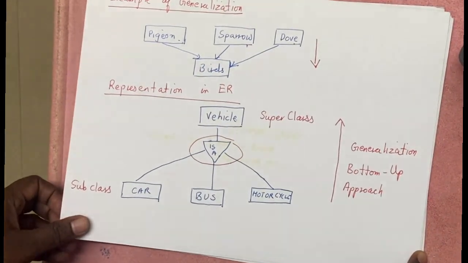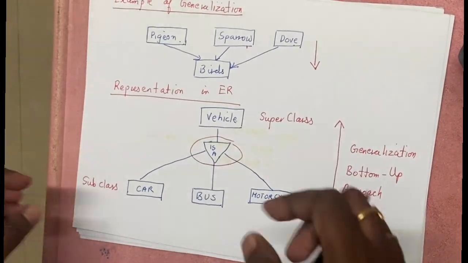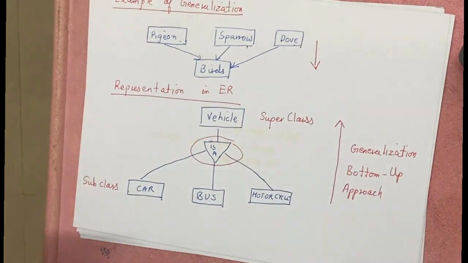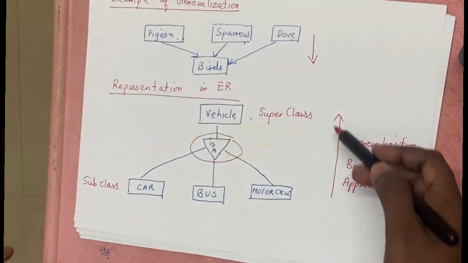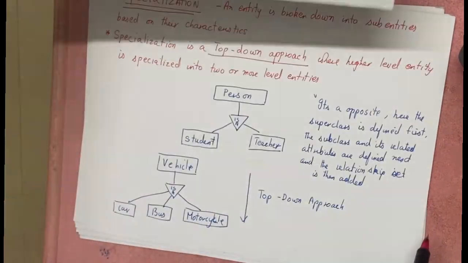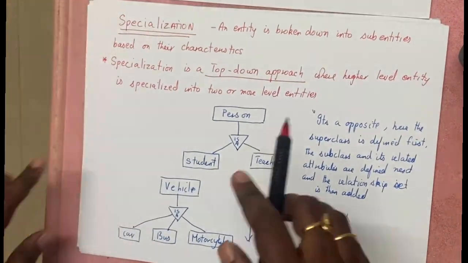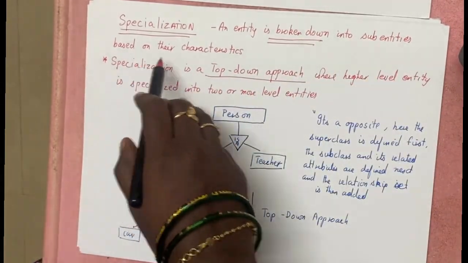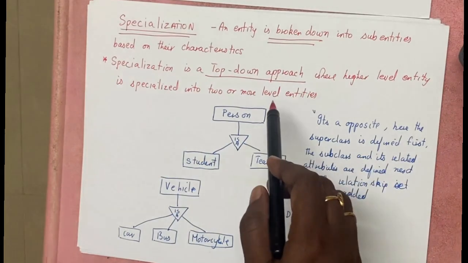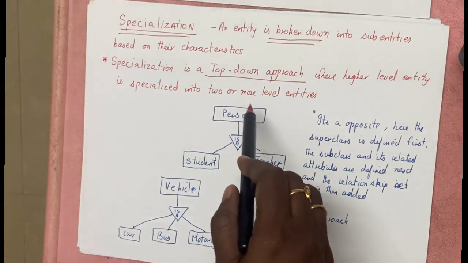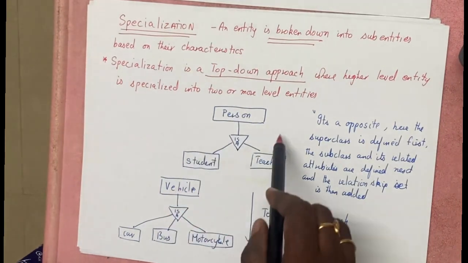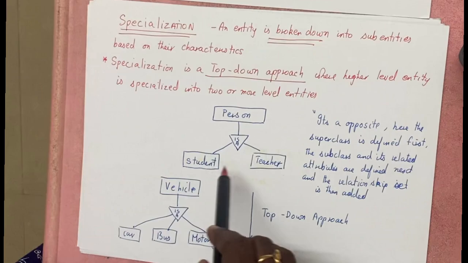But the diagram for specialization would look exactly the same. The only difference is the way it is interpreted. In generalization, small components are put together and I form the top. It is bottom-up. Now we will see specialization, then you will understand the difference. Specialization is an entity being broken down into sub-entities based on their characteristics. Here, I take person, which is an entity, and break it down into student and teacher, because a person will have common attributes that can be shared by both student and teacher.